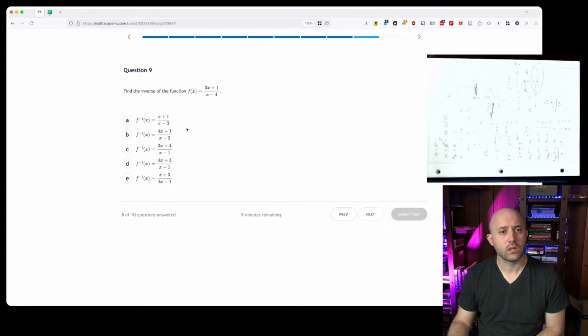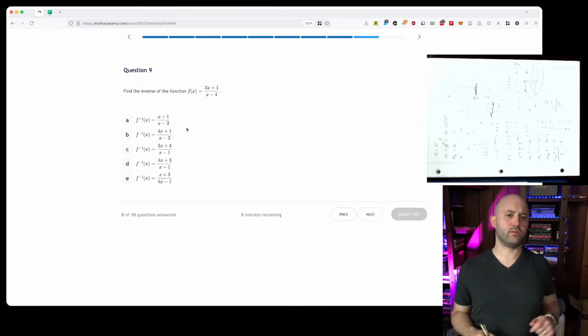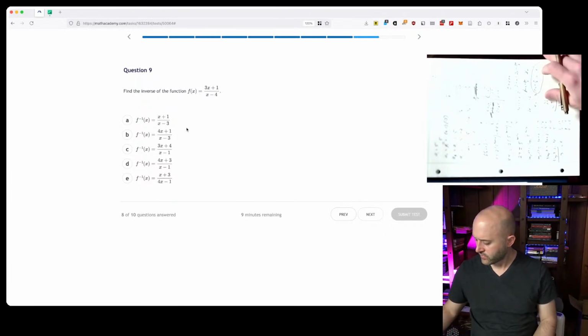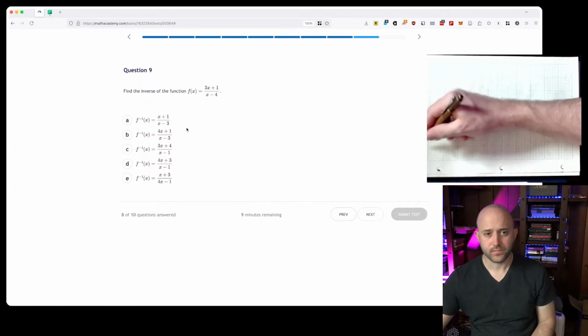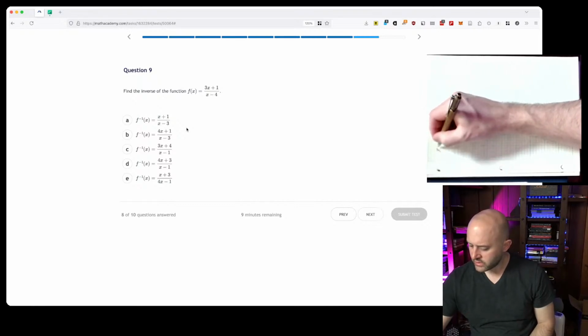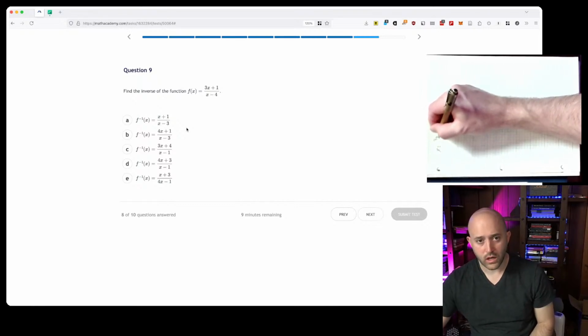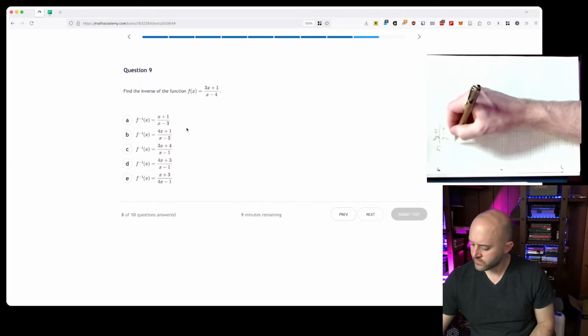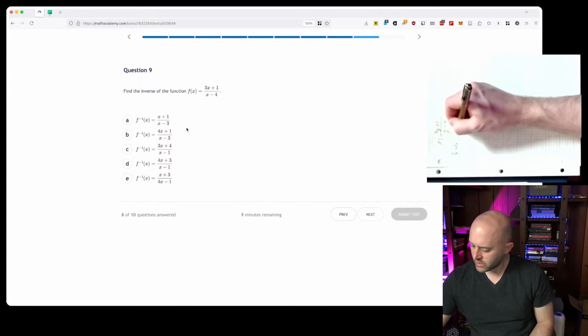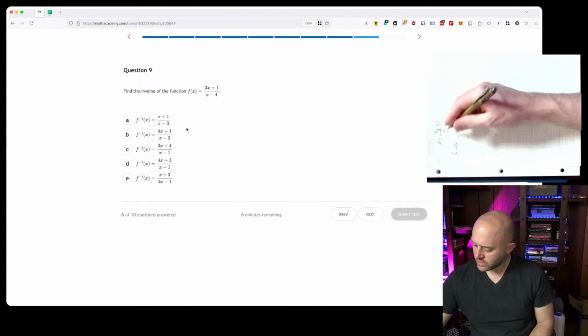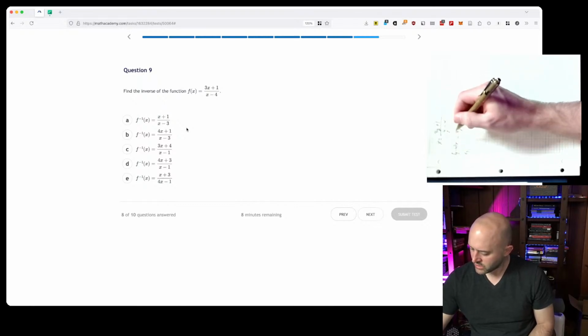Okay. Question number 9. Find the inverse of the function. We're on to doing the back of the piece of paper. So x equals 3y plus 1 over y minus 4. Okay, y minus 4 times x equals 3y plus 1. Let's distribute that, xy minus 4x.